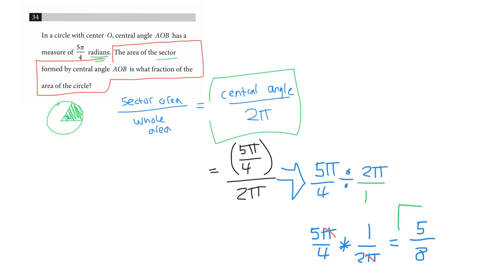And that is the answer, because once again they asked, the sector formed by the central angle is what fraction of the area of the circle? In other words, what is this fraction? Well, this fraction equals this, according to the sector area formula. And so therefore we could just find this, and that would be the answer, because these two equal each other. Well, we did that. We stuck the central angle, which is 5 pi over 4, up top. We have our 2 pi down below, which, by the way, is always there if you're in radians. And then we worked it out, simplified it, and we realized that it was 5/8.